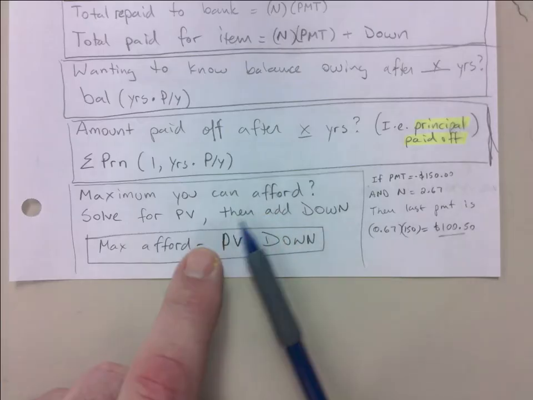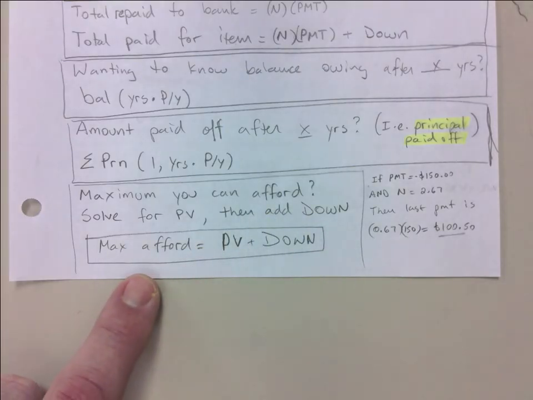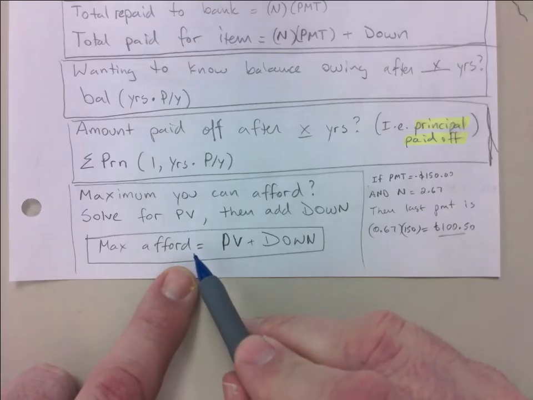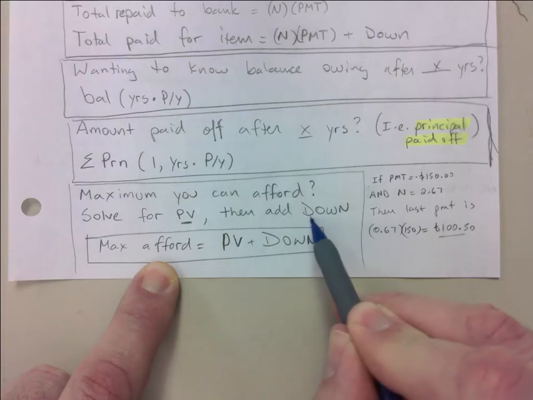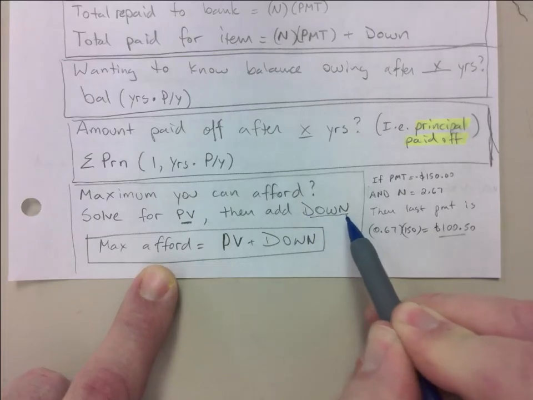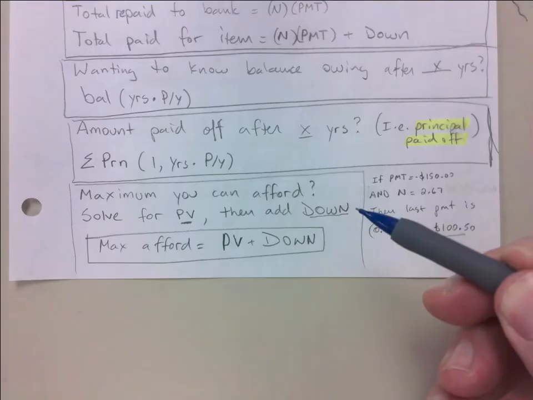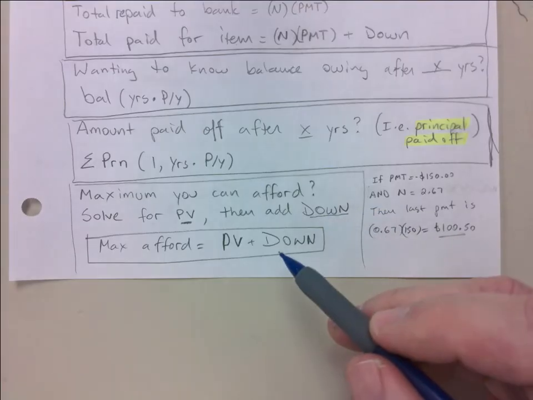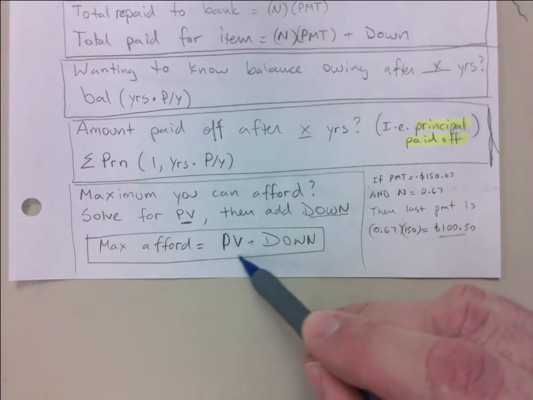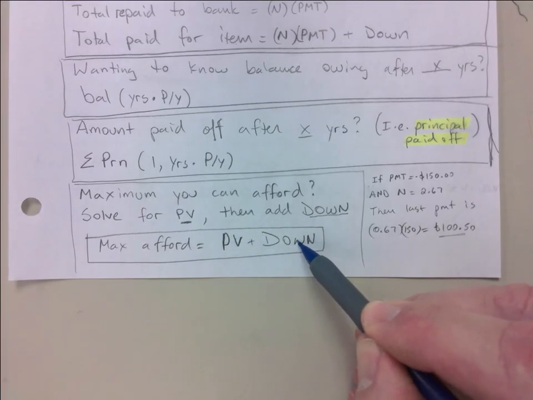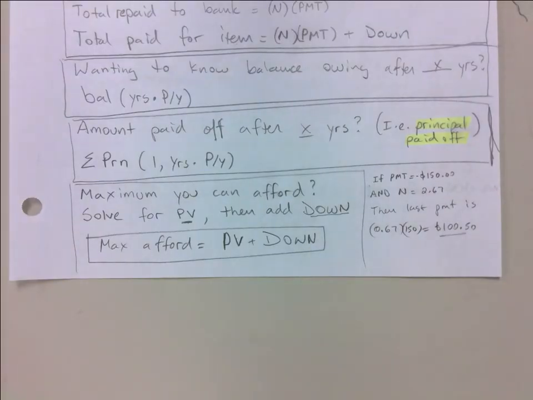We're not going to start with this right away, but if you want to find out how much can I afford, we solve for PV, then we add the down payment to it. So that's the maximum you can possibly afford. And think about it, if you figure out that the loan that the bank will give you is 10 grand, and you've got 5 grand sitting in your checking, technically you can go look for a car that's worth 15, right? That's why this is how you do it.